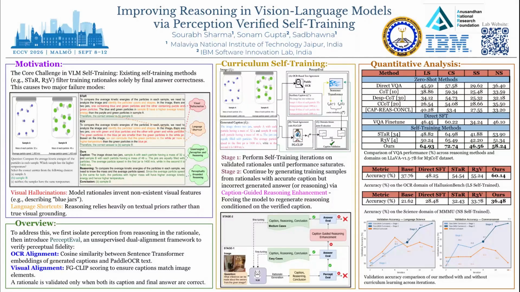And the second is the language shortcut, meaning it relies on its textual priors to generate the reasoning instead of seeing the image and grounding its reasoning on the image. These two failure modes arise from the same reason. As I have told you, we need to judge whether the generated rationales are correct or not in order to incorporate them into the training data set. The judgment is based on the final answer correctness. It generates reasoning, and on the basis of reasoning, it generates the final predicted answer. If the final predicted answer is correct, we say the entire rationale quality is good.